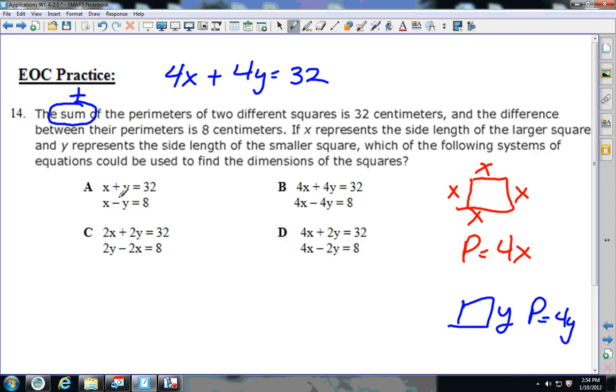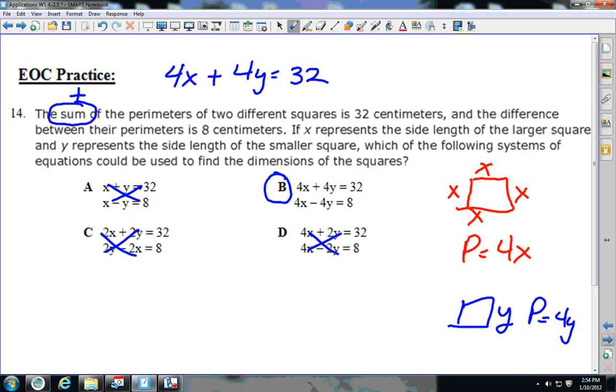Okay, that says x and y. That's not it. That says 2x and 2y. Nope. That one says 4x plus 4y is 32. That one says 2y, so that's not it. This one, the difference is 8. Your answer should be B.